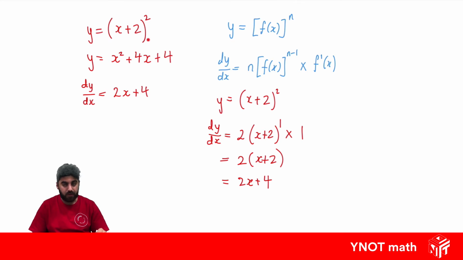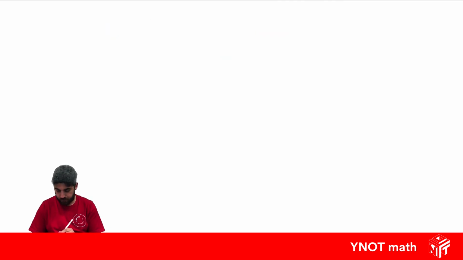And you won't always be able to expand it out quickly, so the chain rule will come in handy for that. You can imagine if the power was 8, we wouldn't want to be expanding this out. Let's have a look at some more examples.